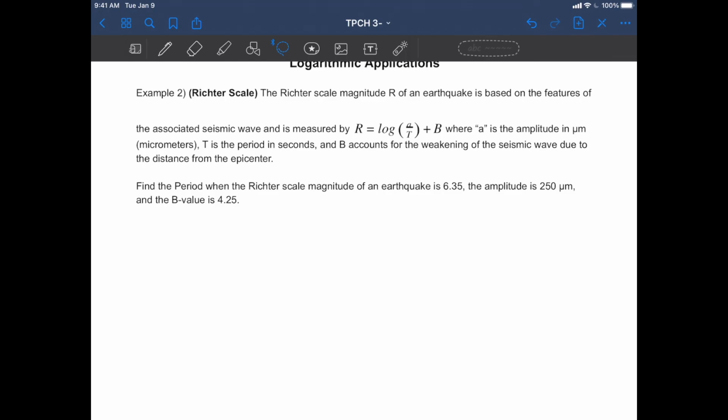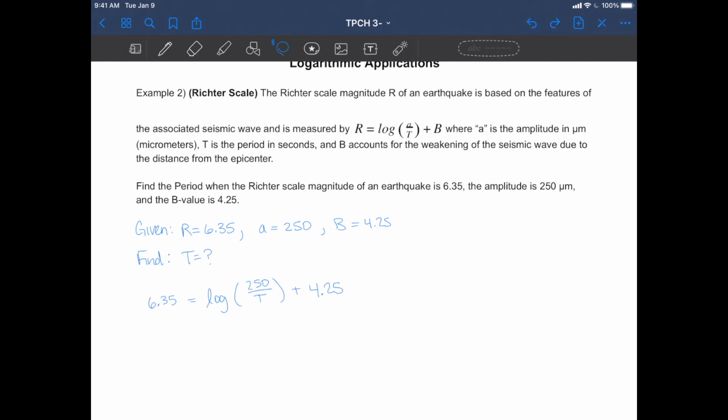Okay, again, we don't have to create the equation for this. It's given to us, which is really nice. We just need to know what we have and what we're trying to find. So what's given are all these values. The Richter scale magnitude is given, that's R. The amplitude, A, is given, and the B value is given. So that means we need to find the T value.